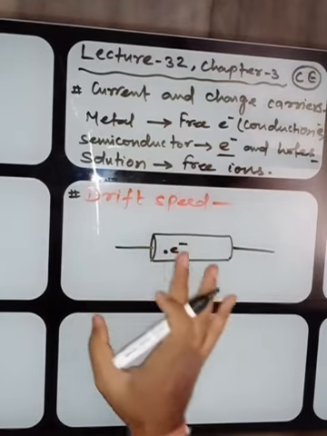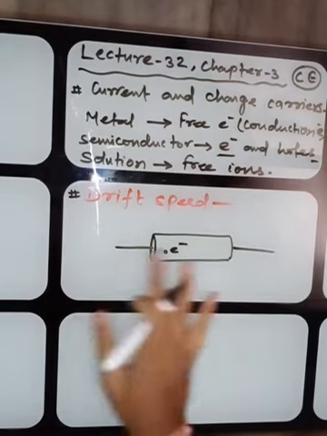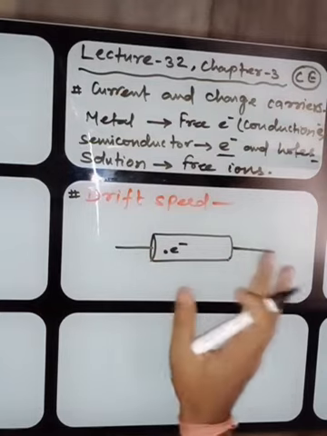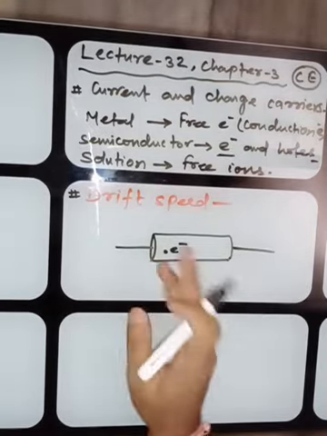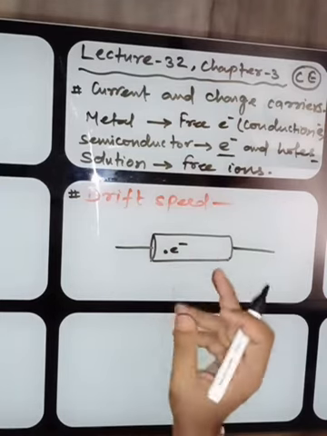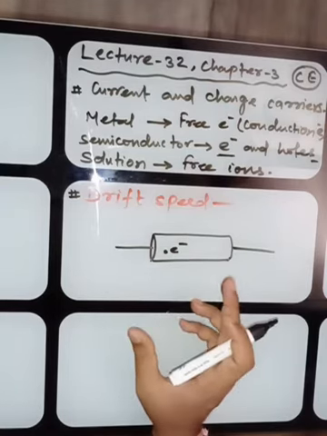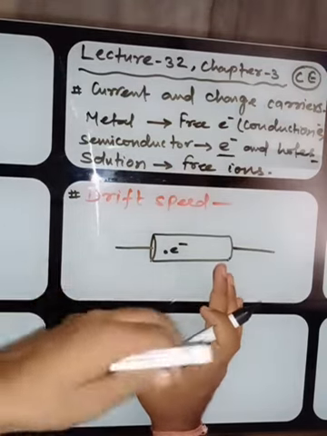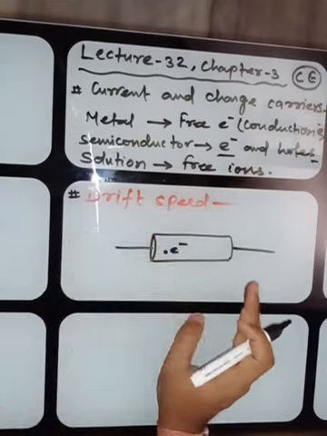If there is no electric field, what will happen? Electrons will move here and there randomly, with their own speed. And what is responsible for their motion? The energy is thermal agitation. Due to thermal agitation, they move randomly here and there inside the conductor.